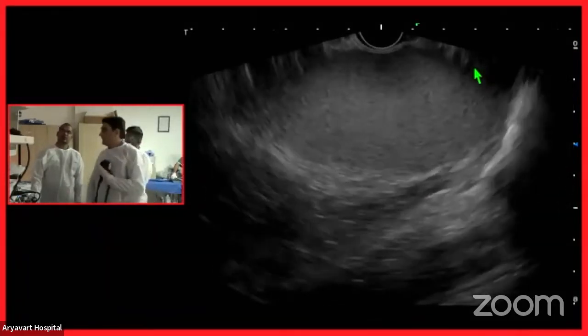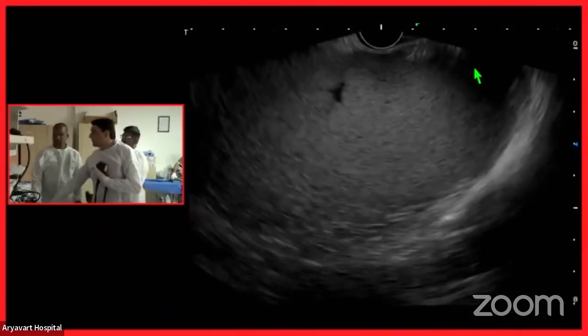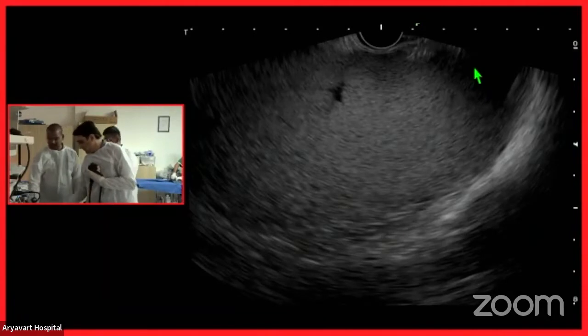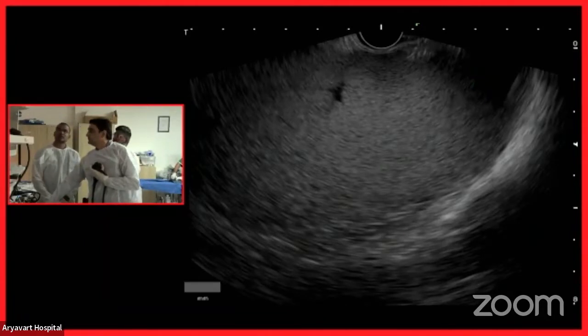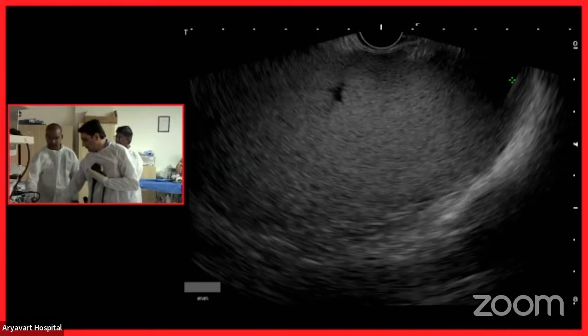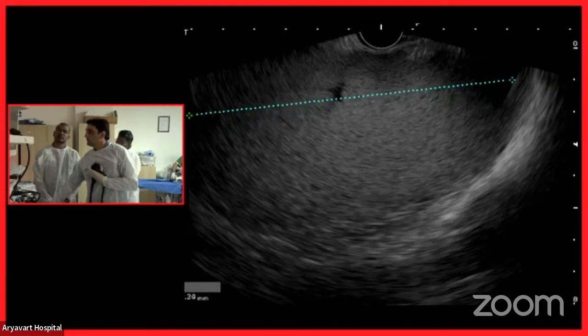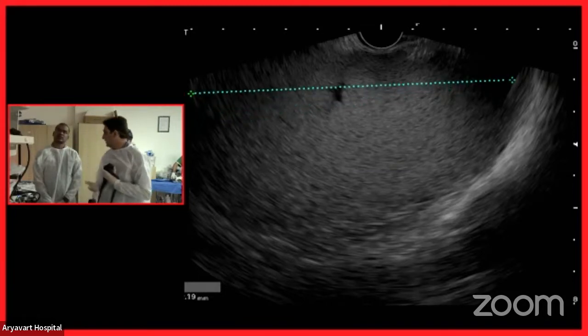So we can measure it grossly. It's more than 11 millimeter in this axis only. So that means more than 11 millimeter. We are not able to measure. So she has an enlarged spleen.